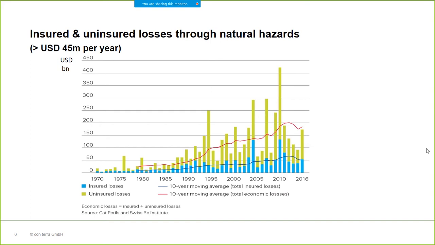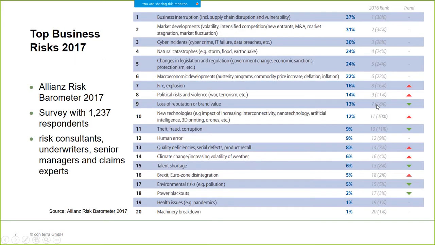But now let's have a closer look, what do these risks mean to our business? So for that, we want to have a look at the study of the Allianz Risk Barometer. They do it yearly, and they did it this year in 2017. They asked over 1,000 respondents, and those were risk consultants, underwriters, senior managers, and claims experts.